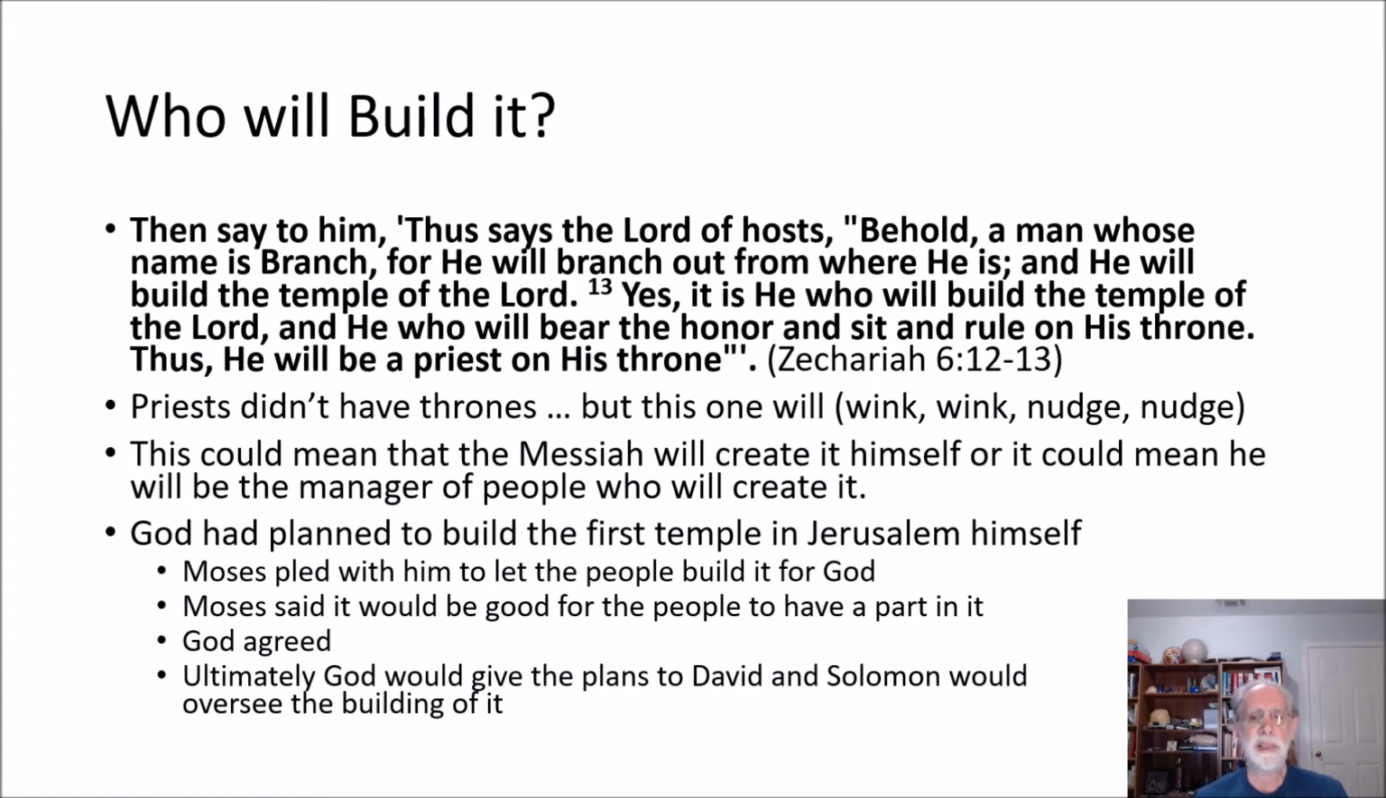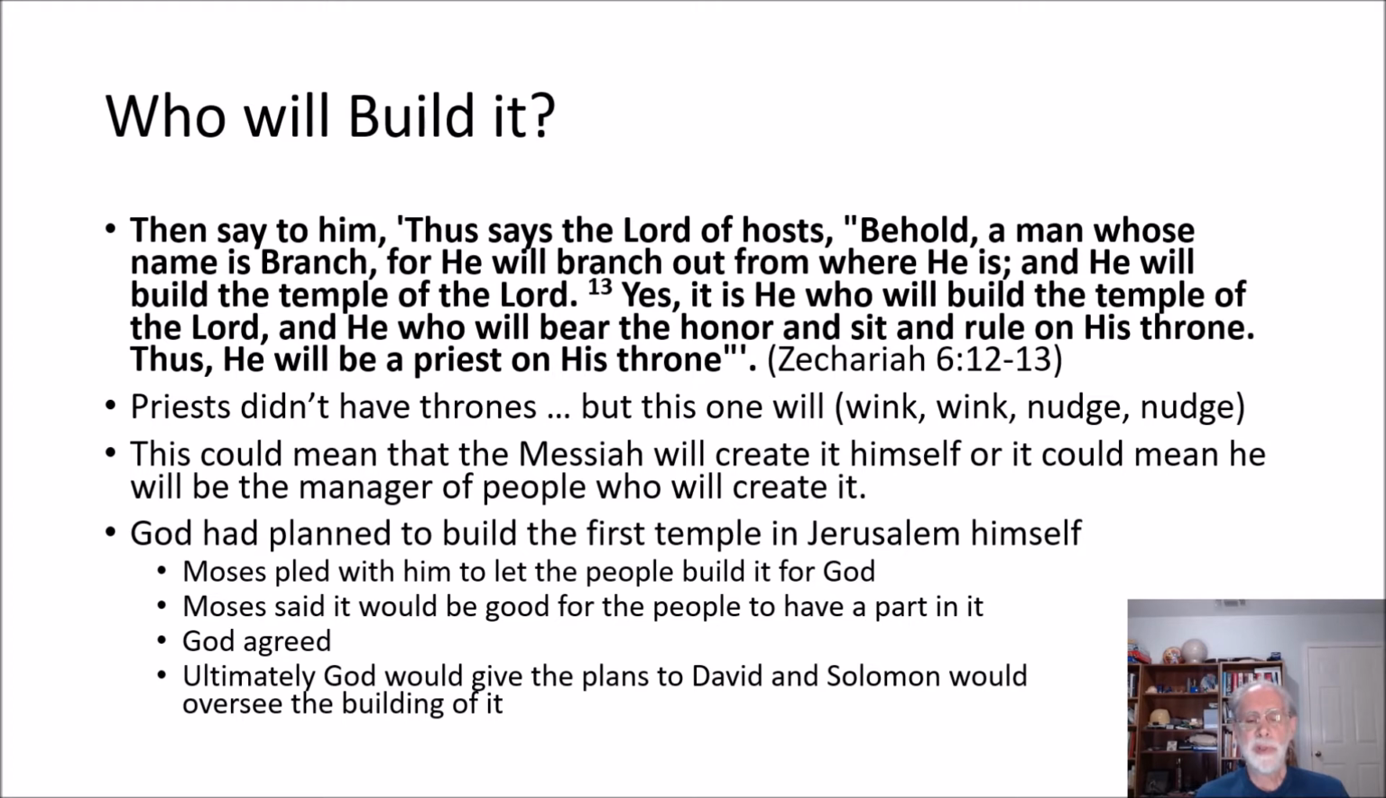There's some important things to see here. Priests never had thrones in any past temple. A priest never had a throne, but this priest is going to have a throne, and that's a subtle hint, a wink, wink, nudge, nudge hint that this priest is not going to be like the other priests. This priest is also going to be a king, and he's going to have a throne as kings have thrones. So, and we get who that is, but this could mean that the Messiah will create it himself. He's certainly capable of that. Or it could mean that he will be the manager of the people who will create it. But in either case, it will be either him or under him that this is created.